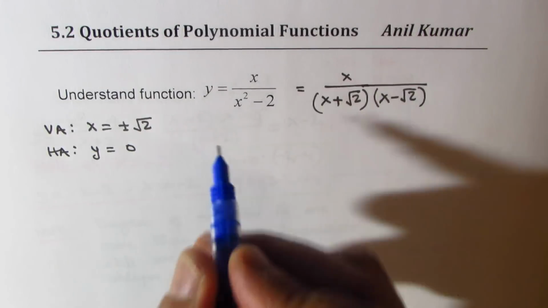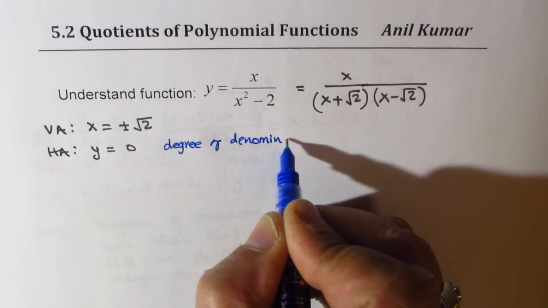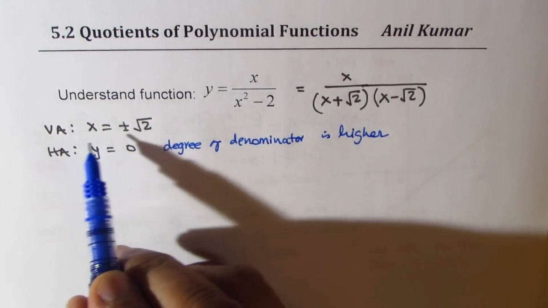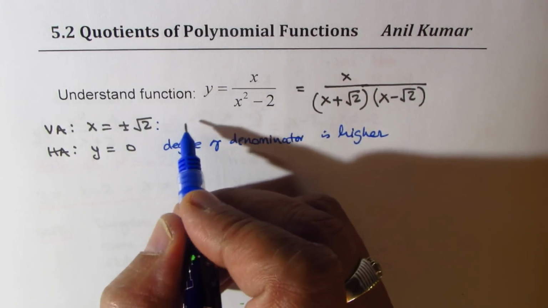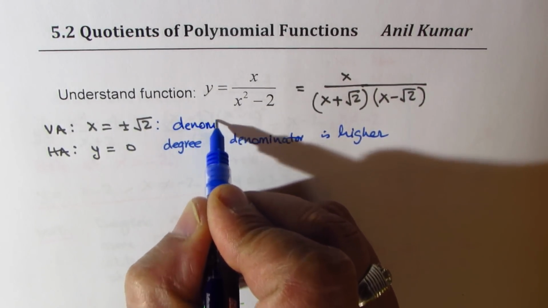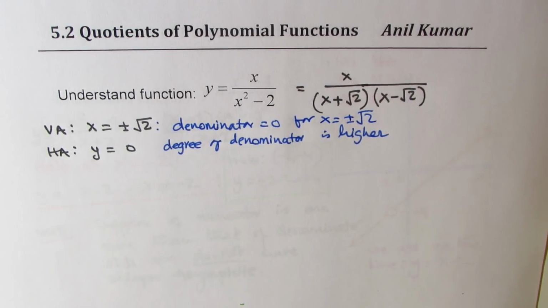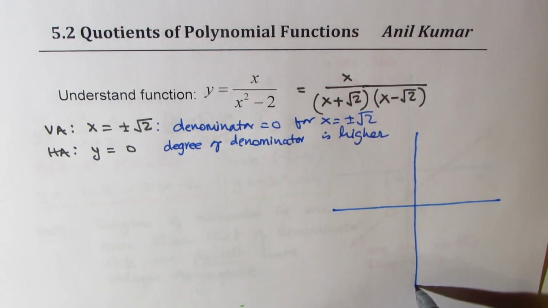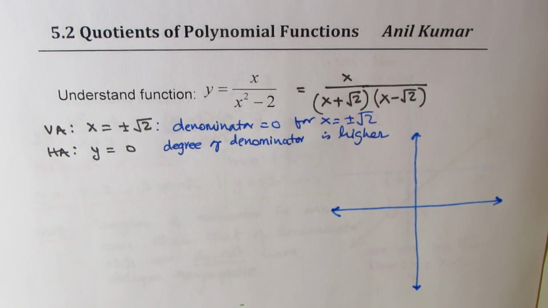Why do we have a horizontal asymptote? Because the degree of denominator is higher. Is it okay? And why do we have vertical asymptotes here? Because the denominator is 0 for x equals plus or minus square root 2, right? Clear, right? So that is to say, if I have to sketch this graph, then it should look like what? So our sketches, as you can see, are very meaningful, but we're not wasting time on accuracy which doesn't add to the value.